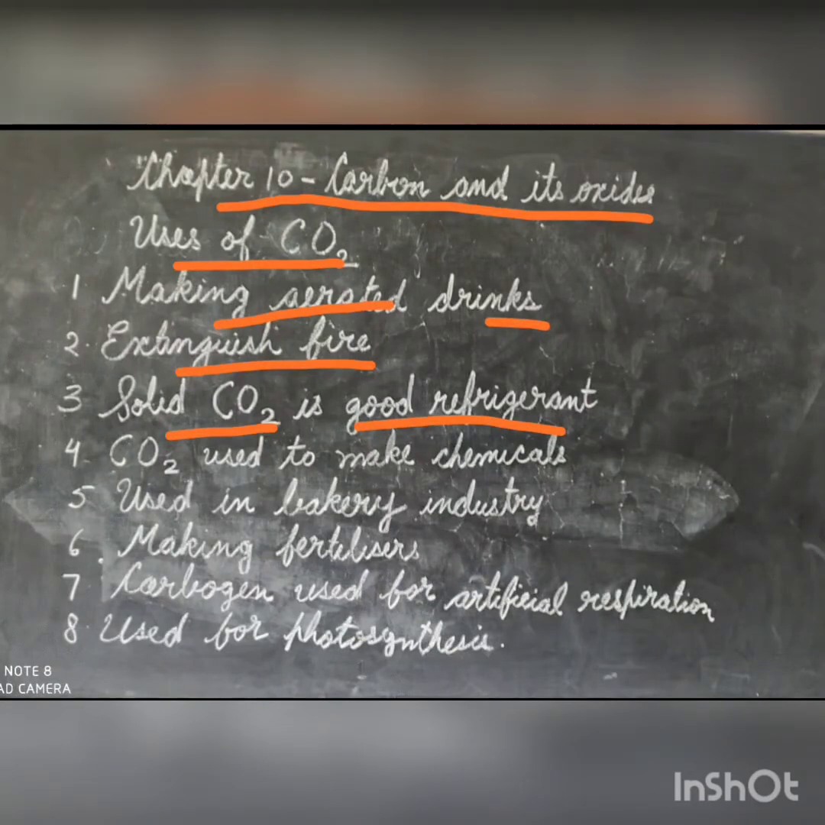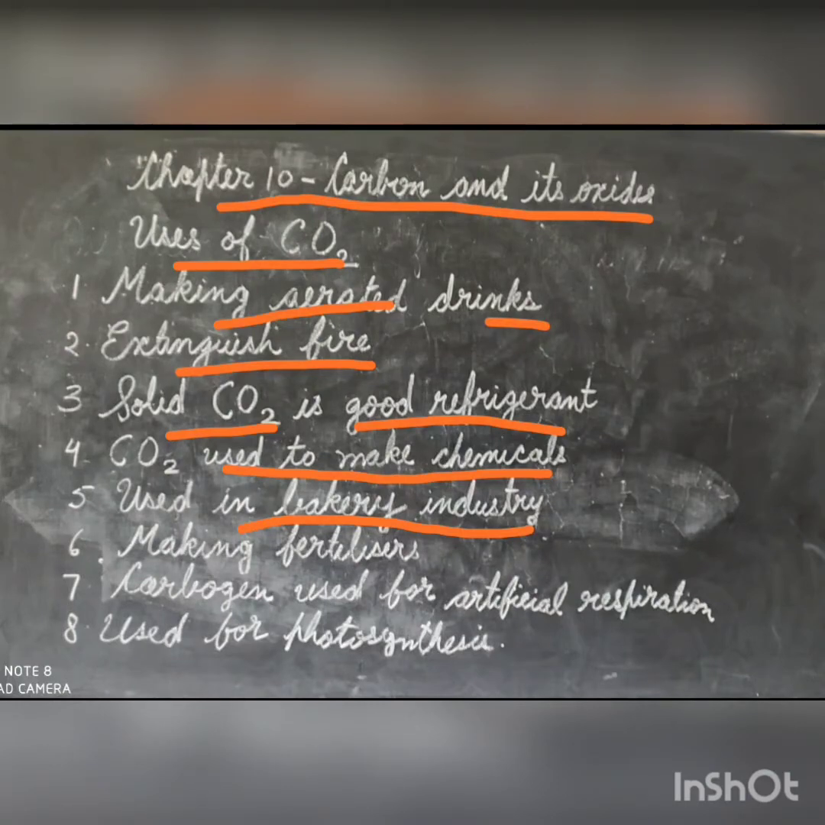Carbon dioxide is used to make chemicals like washing soda and baking soda. It is used in the bakery industry. Baking powder containing baking soda, sodium bicarbonate, and potassium hydrogen tartrate is added to the dough of breads.